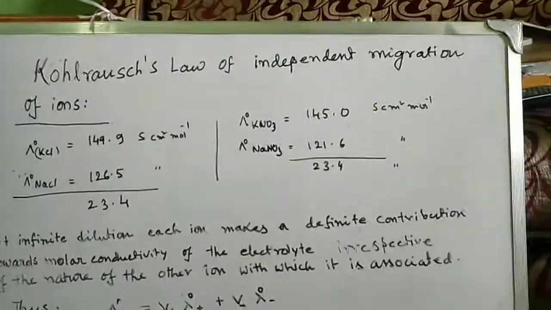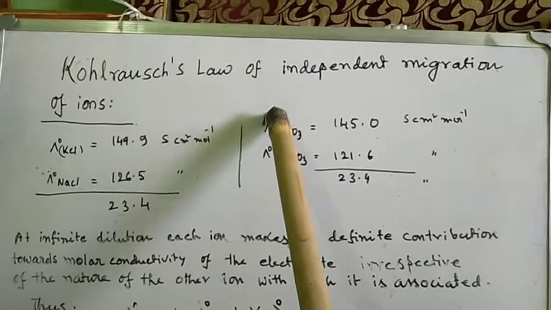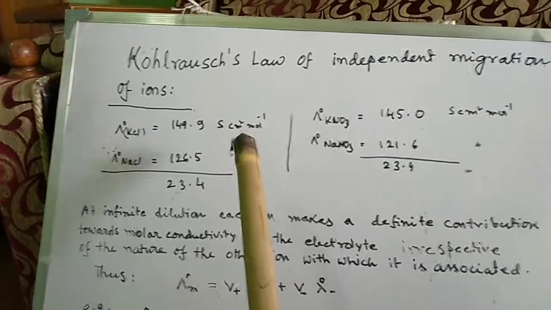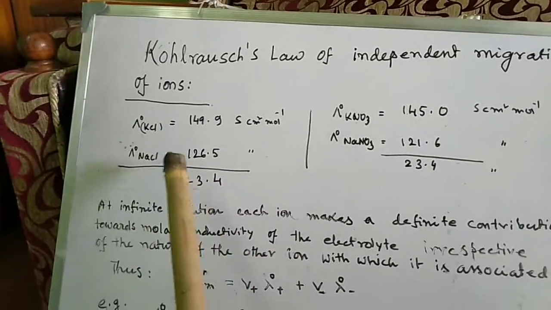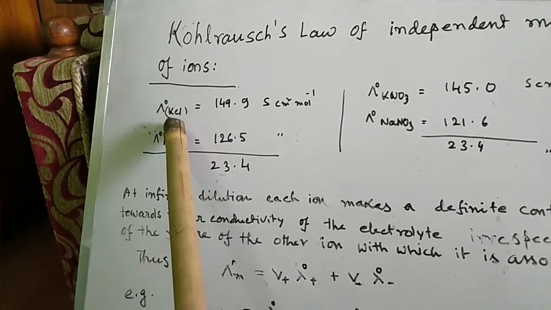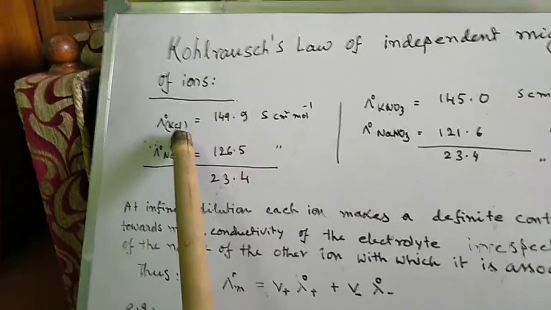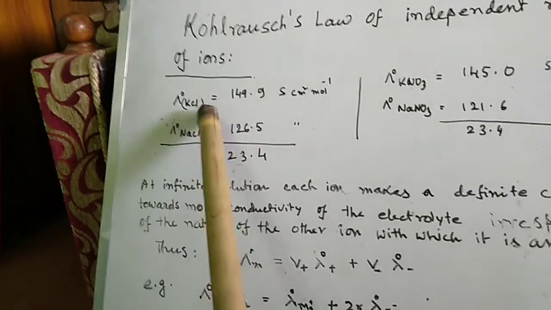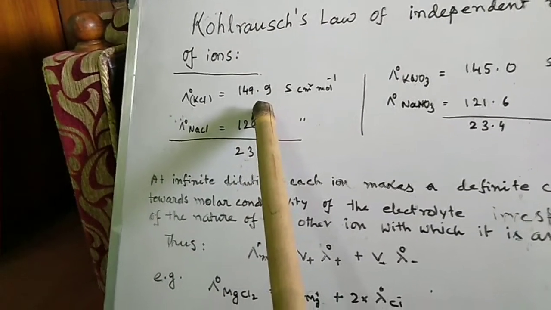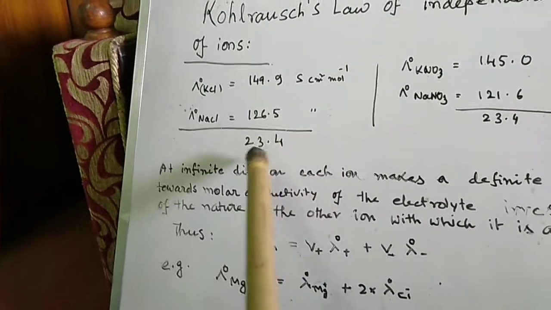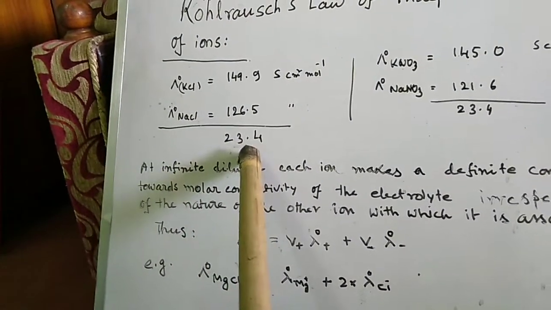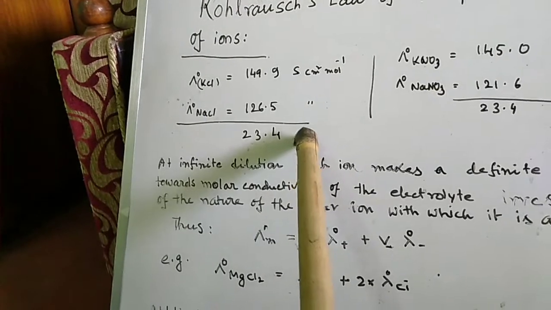Now dear students of class 12, we are coming to Kohlrausch's law of independent migration of ions. Kohlrausch studied the molar conductivity at infinite dilution of strong electrolytes with a common anion. The common anion Cl is here, but the cation is different, and their molar conductivity at infinite dilution was measured, and for NaCl and KCl he got a difference of 23.4 Siemens centimeter square mole inverse.